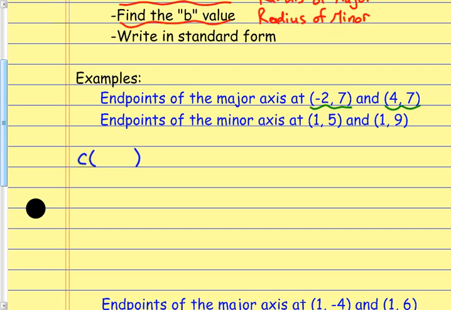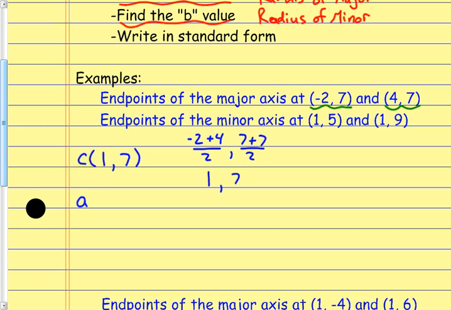So for the midpoint, I do -2 plus 4 divided by 2, and then I do 7 plus 7 divided by 2. And so this gives me a 1, and this one gives me a 7. So my center is (1, 7). And keep in mind, had I done the midpoint of the minor axis, I would have gotten the same thing.